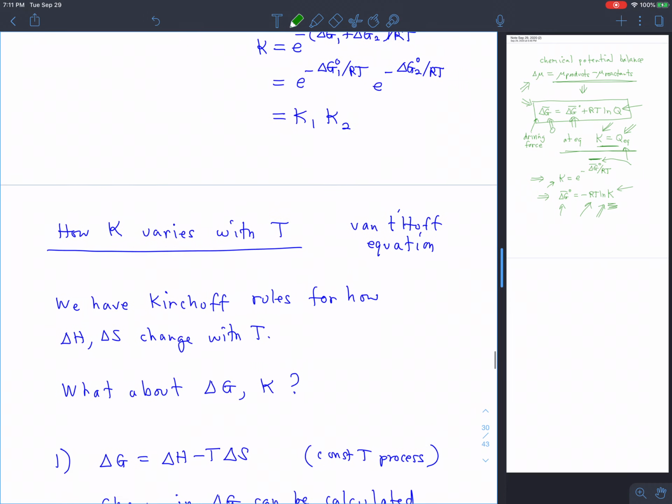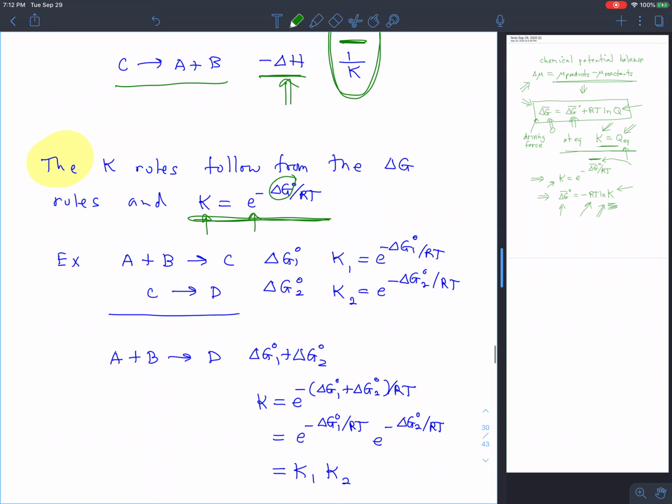And that's why, because exponentials have their own rules, right? They basically turn pluses into multiplies. They turn minuses into divides. Because of that, the equilibrium constant obeys these different rules. Let's see how that works.